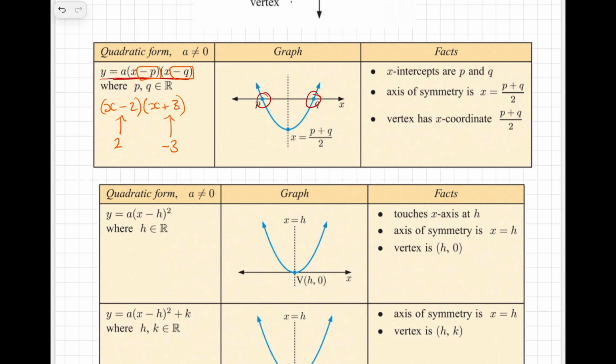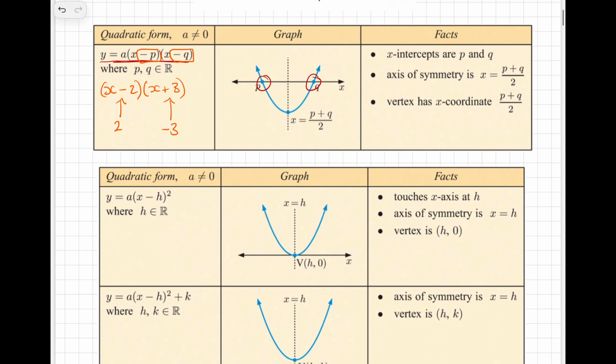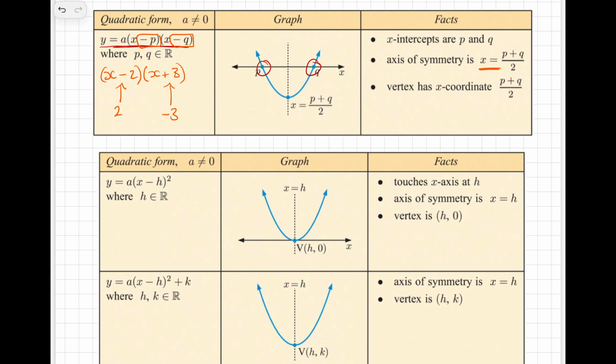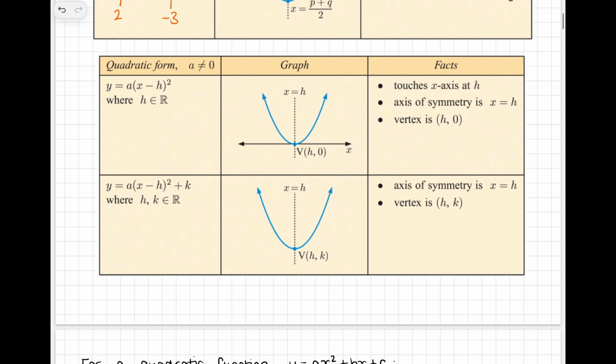Now in this form, our x-intercepts, as I said, are p and q. Axis of symmetry, so the equation of the axis of symmetry we can find by doing (p plus q) divided by 2, because it's halfway between those 2 points, so we need to find the middle of those 2 points. And the vertex has the x-coordinate, the same as the axis of symmetry, but often with a vertex we may also be asked for the y-coordinate too. Now really important, with the axis of symmetry, you will more than likely be asked for the equation of the axis of symmetry, which means that your answer must be written x equals and then whatever the value is of that point.